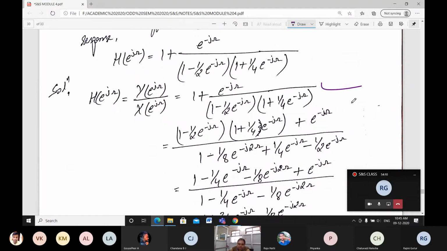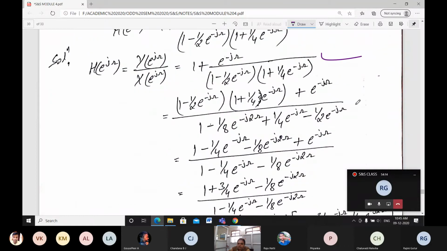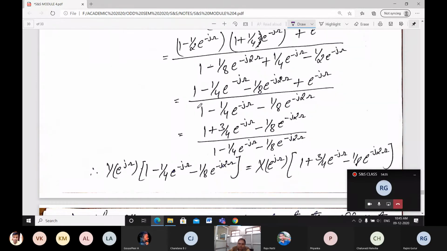Then take the LCM here. Then multiply each parameter here. Then solve for this. You will be getting as 1 minus 1 by 4 e raised to minus j omega minus 1 by 8 e raised to minus j 2 omega plus e raised to minus j omega. The denominator part, again you have to multiply 1 into this and then minus 1 by 2 e raised to minus j omega of this parameter. After multiplication, you will be getting as 1 minus e raised to minus j omega minus 1 by 8 e raised to minus j 2 omega.